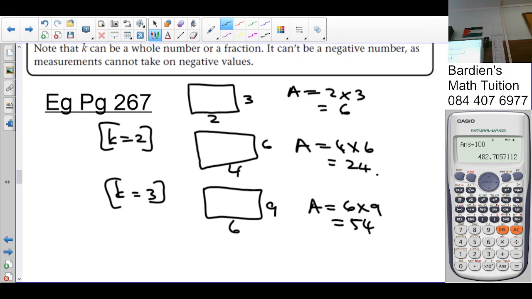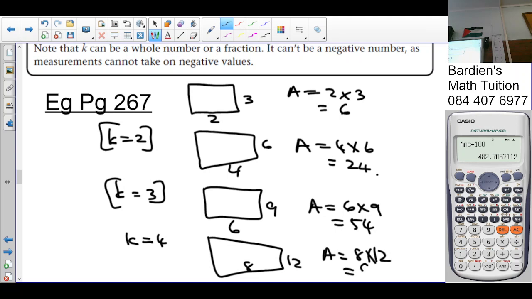Let's go with a k factor of 4. This would now be what? 2 by 4, which is 8. 3 by 4 is 12. So area is going to be 8 times 12. What's 8 times 12? 96 centimeter unit square.